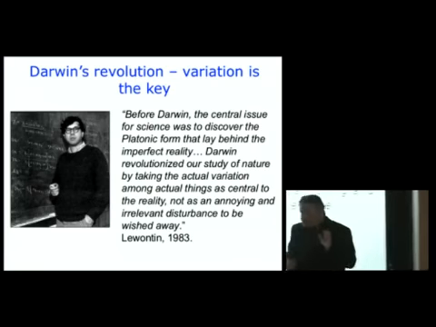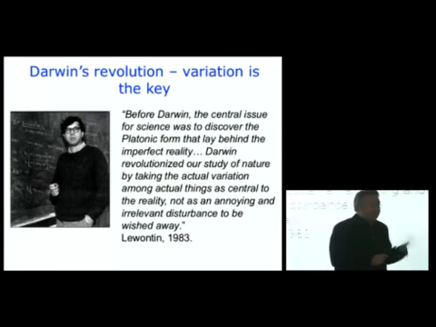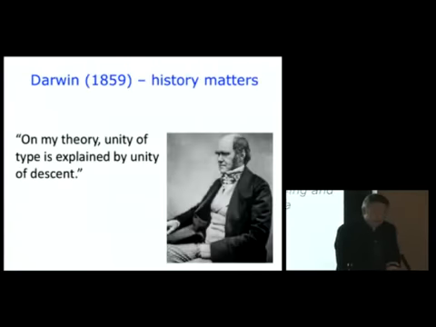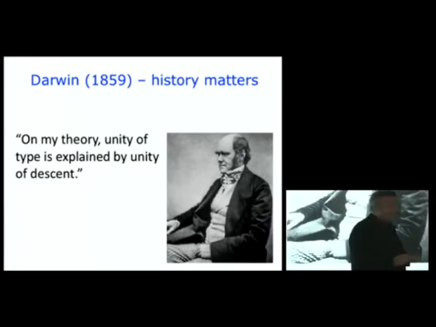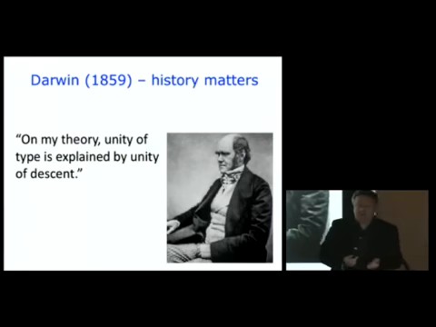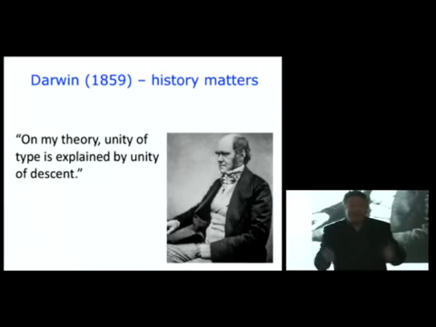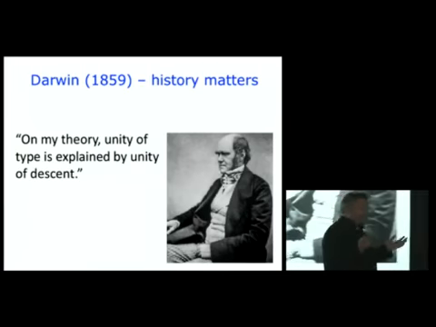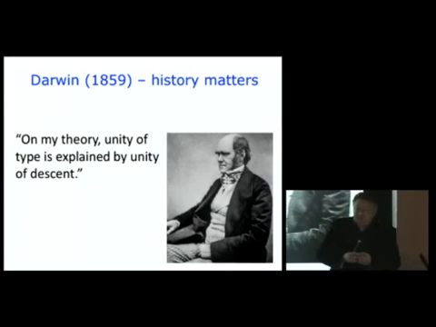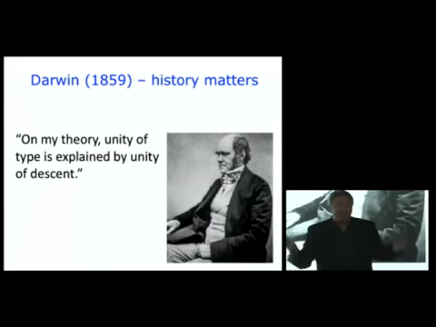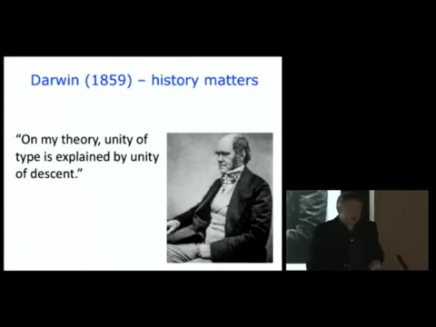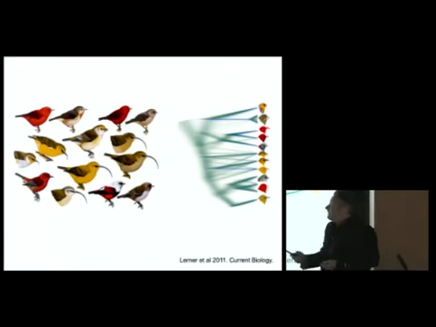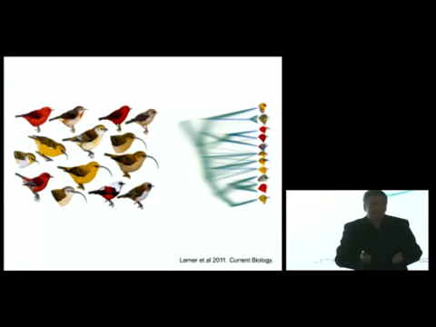So one of the key distinctive features of the Darwinian revolution is this idea that variation really matters. Variation is the key. And a second component of it was that history also matters. The way to understand this variation is to understand its history. And so what Darwin did was to take Owen's and St-Hilaire's unity of type and explain it not due to some underlying platonic form or snowflake principle, but instead due to descent with modification. Darwin says, on my theory, unity of type is explained by unity of descent. So we have variation. The way to make sense of it is to understand its history.